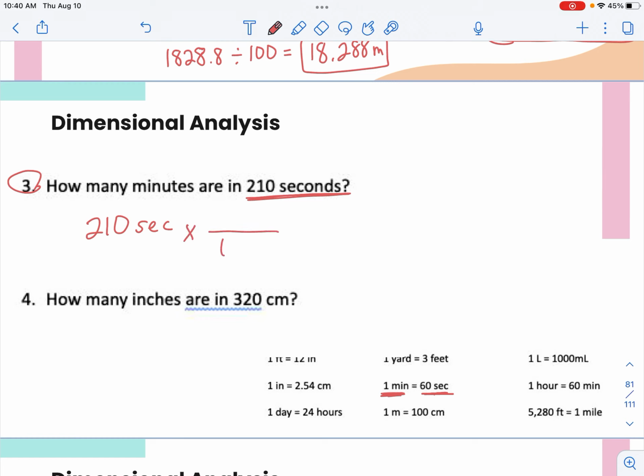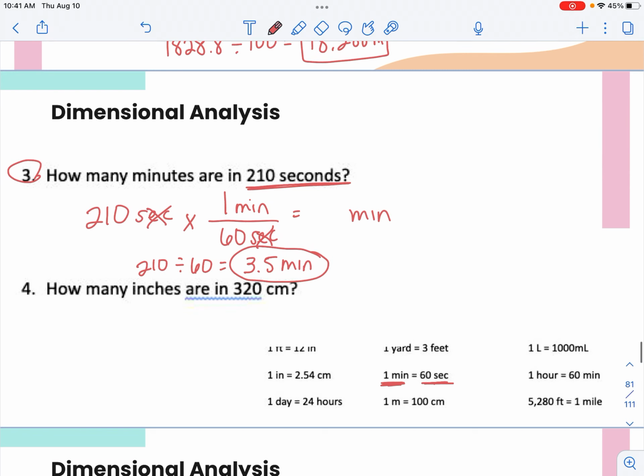So times 60 seconds and 1 minute. So my seconds are canceled out. I have minutes, which is what I want. So now I can multiply the numbers on the top, which is 210 times 1. That just gives me 210. And then I need to divide by the numbers on the bottom. So divide by 60. So I get 3.5 minutes.